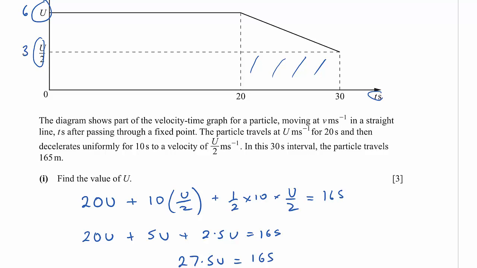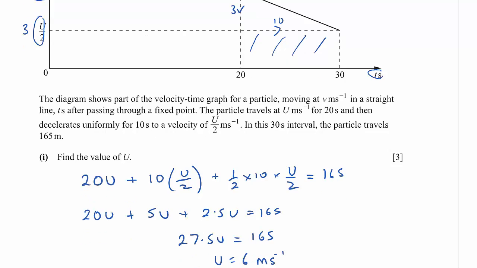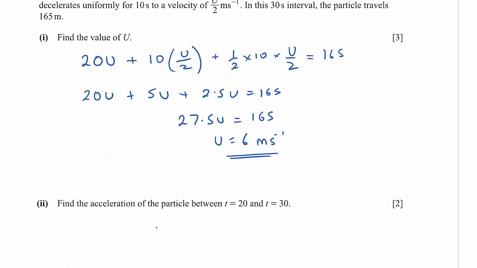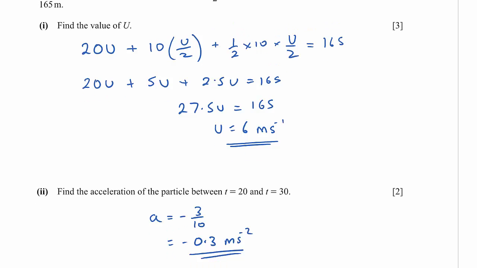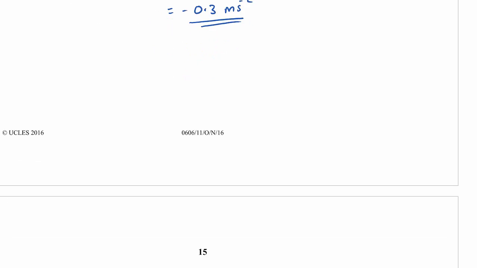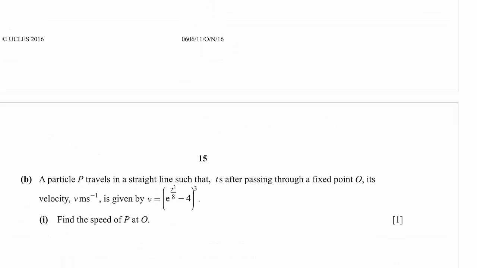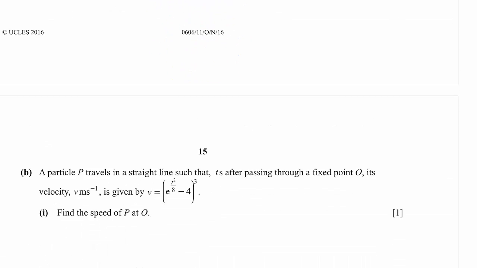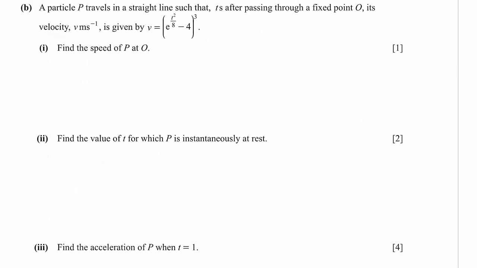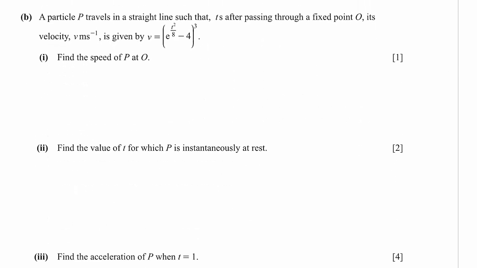So now we want to find the acceleration of the particle between t equals 10 and t equals 30. So that's going to be the gradient of this line here. And we now know that this is 6 and therefore this is 3. So this goes down 3 and across by 10. So the acceleration is just that gradient. So it's going to be negative 3 over 10, or negative 0.3 meters per second squared.